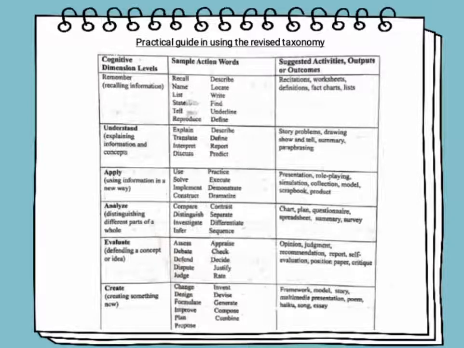Third is the apply, yun yung pag-use ng information and a new way. The suggested activities are presentation, role-playing, simulation, collection, model, scrapbook, and product. Fourth one is the analyze, distinguishing different parts of a whole. Ang suggested activities niya ay pwede natin gawin yung chart plan, questionnaire, spreadsheet, summary, and survey.